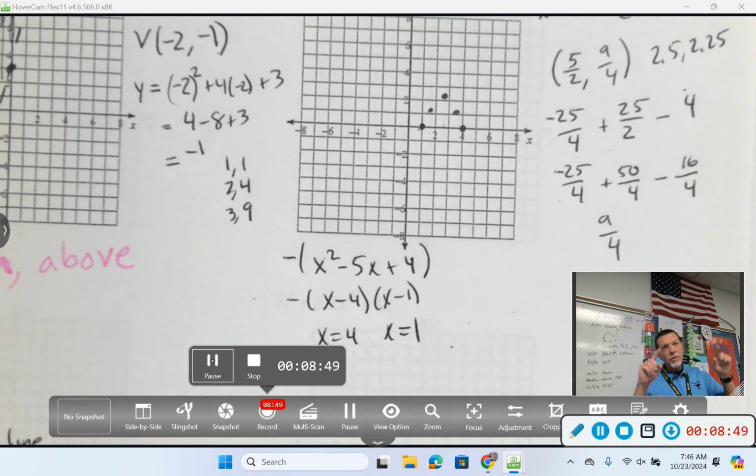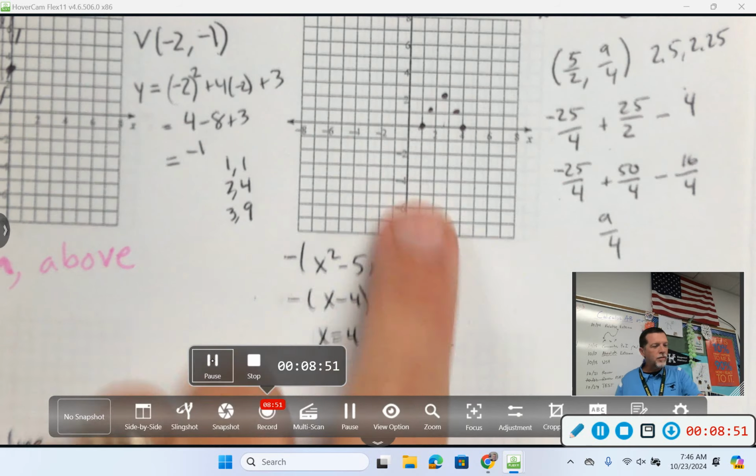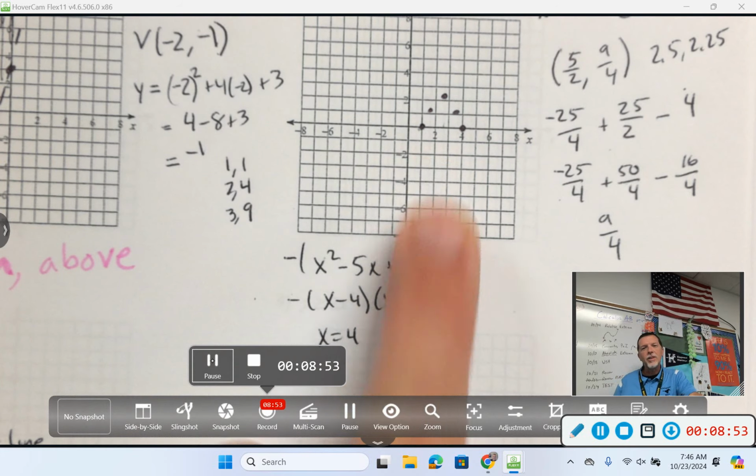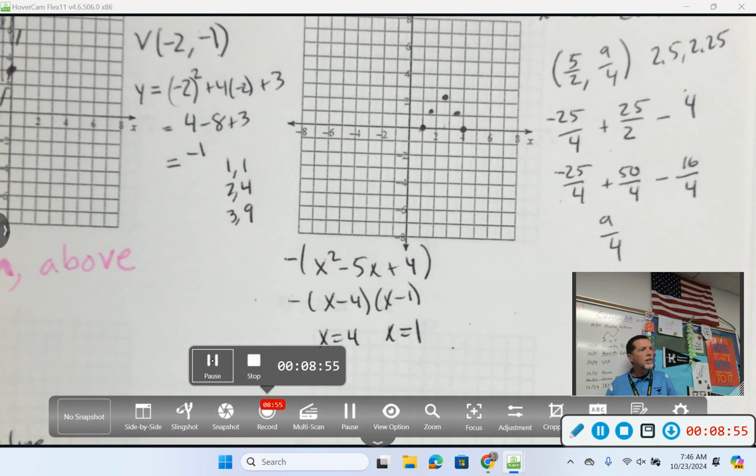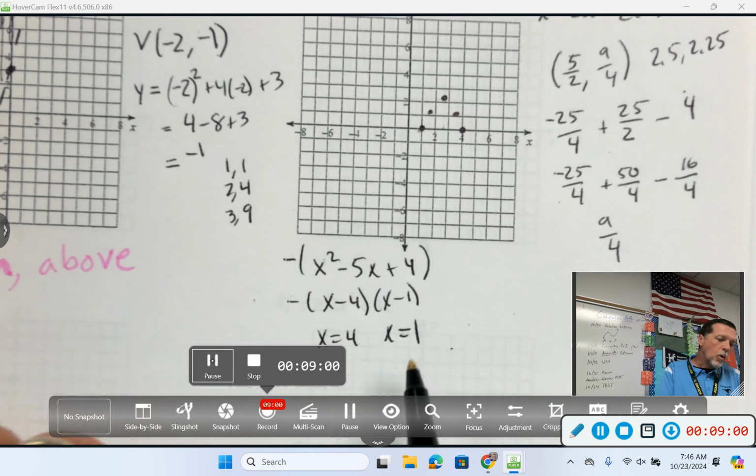And if you only did 1, 1, 2, 4, you wouldn't get the 1 and the 4. You wouldn't land at the x-intercepts. You'd have to factor to get those. So you could do either one. You could do 1, 1, 2, 4 from a weird spot, or you could factor and get some nice points.